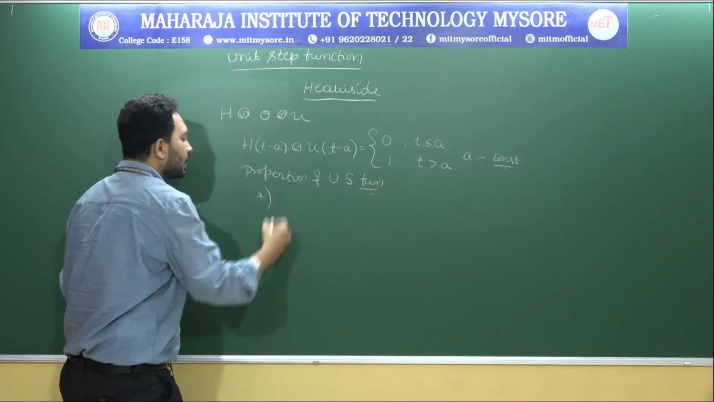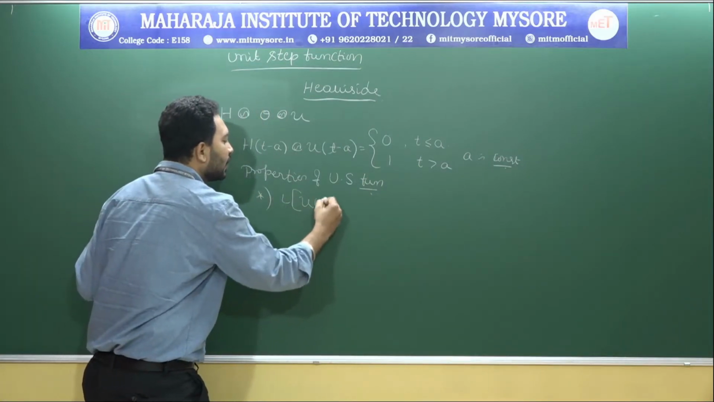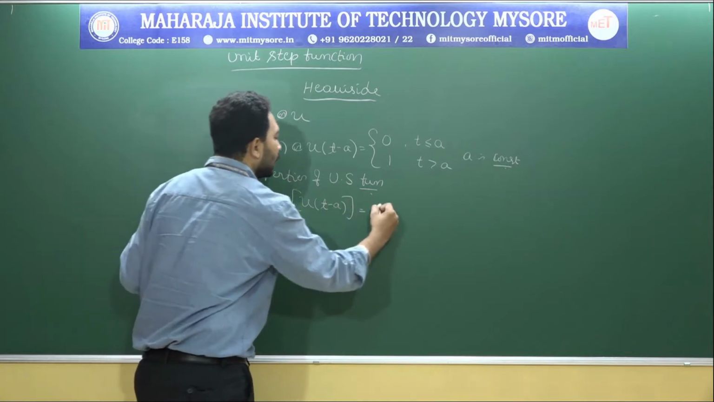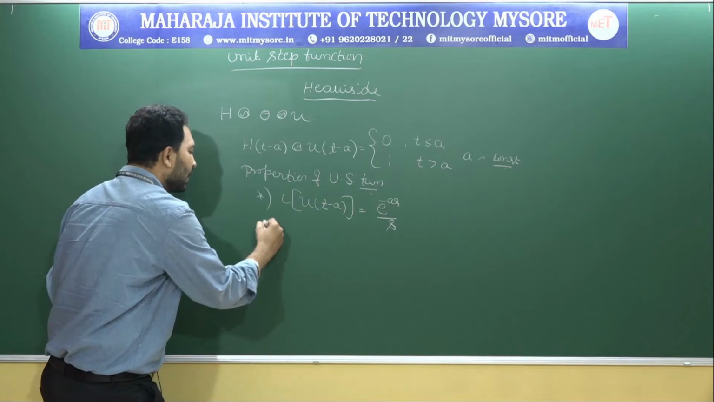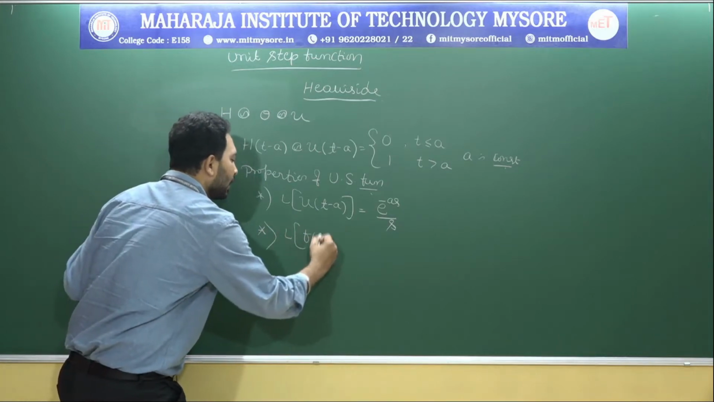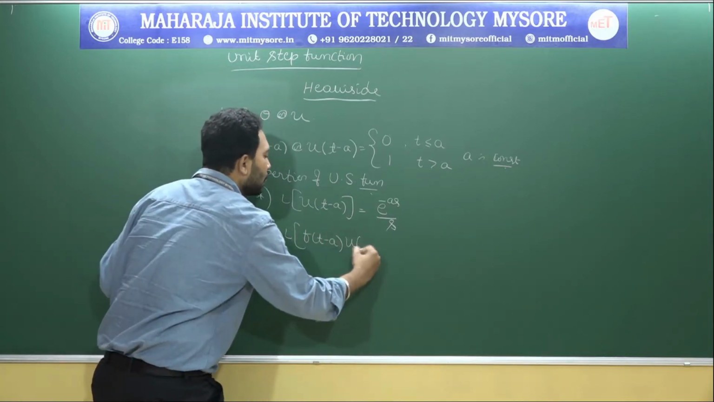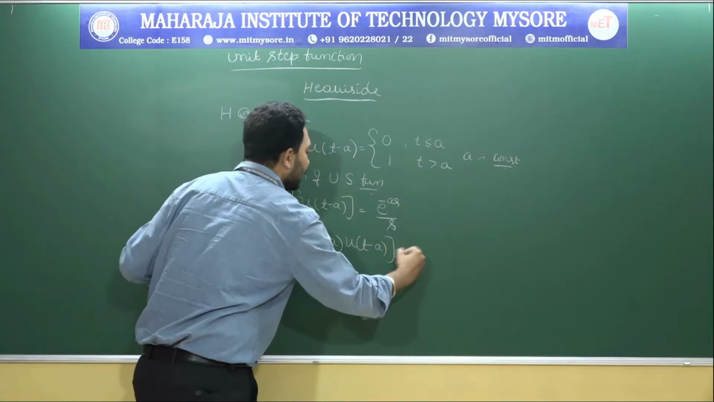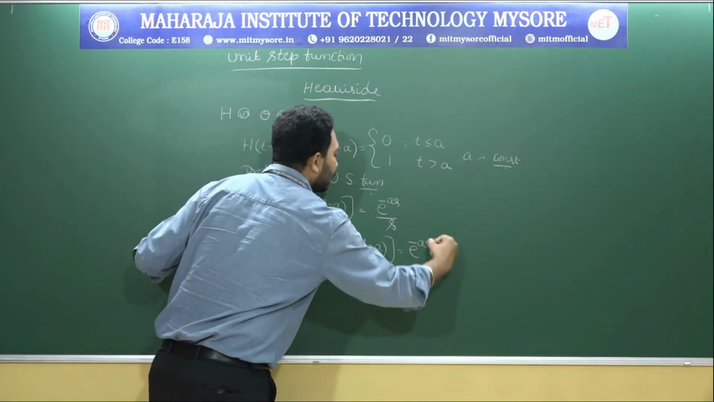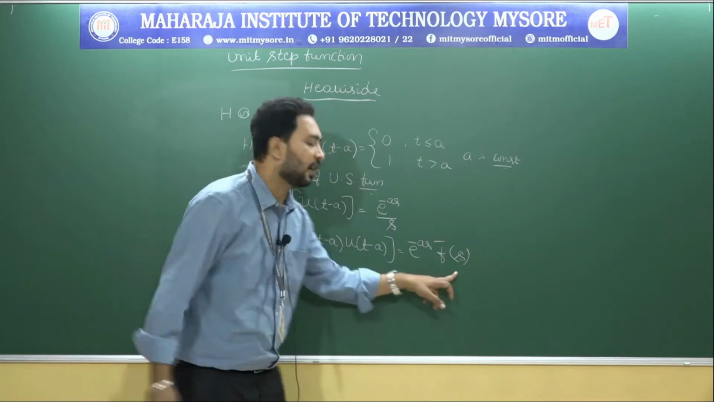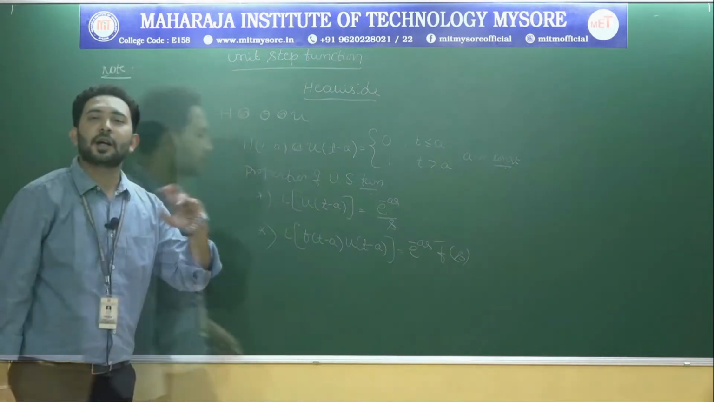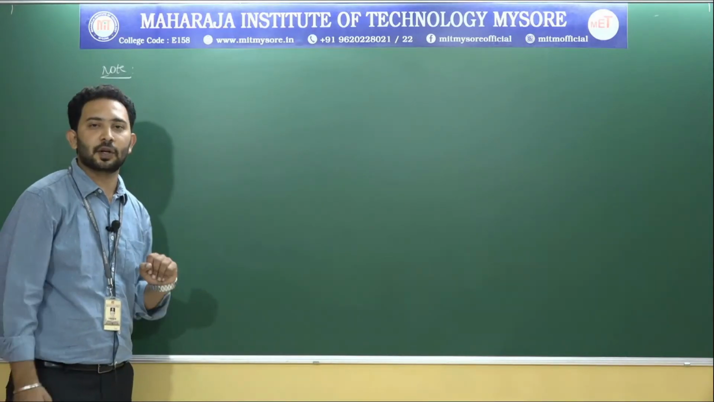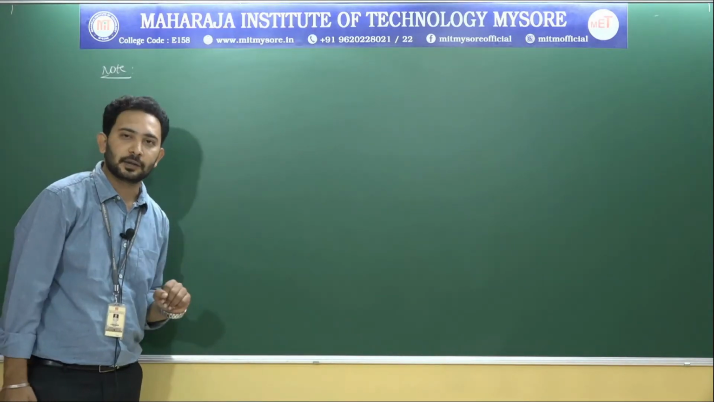The first one is Laplace of u of t minus a is e power minus as divided by s. And the second one is Laplace of f of t minus a into u of t minus a is e power minus as into f bar s, where f bar s is the Laplace of f of t. Also remember two more points to solve some problems on the unit step function.